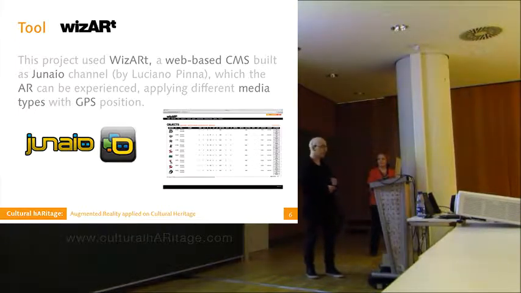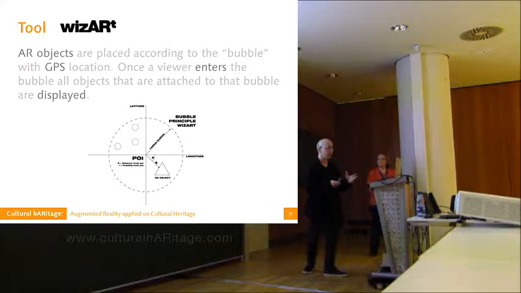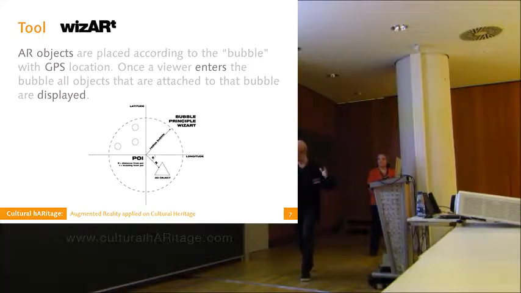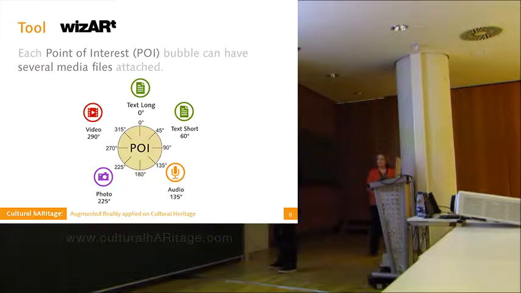So how does it work? Actually, he created this bubble principle, is how you call it. What happens is you enter the place, you enter the bubble, and you are already here in the middle, and then you can see all the objects attached in this bubble with your camera, with a mobile device. Basically, you have a point of interest, that's a GPS-based location, and then you attach all the objects around, and you can choose the height and the distance, everything around this bubble.